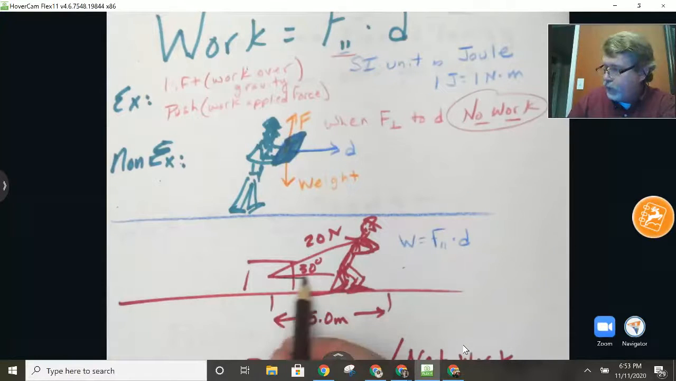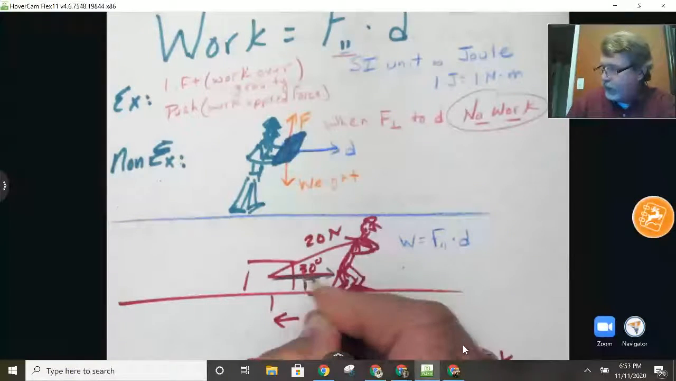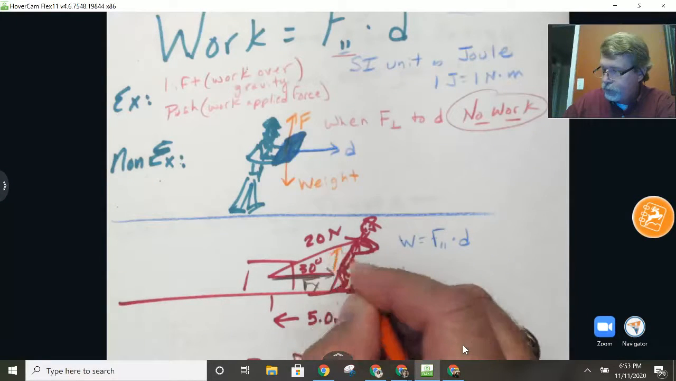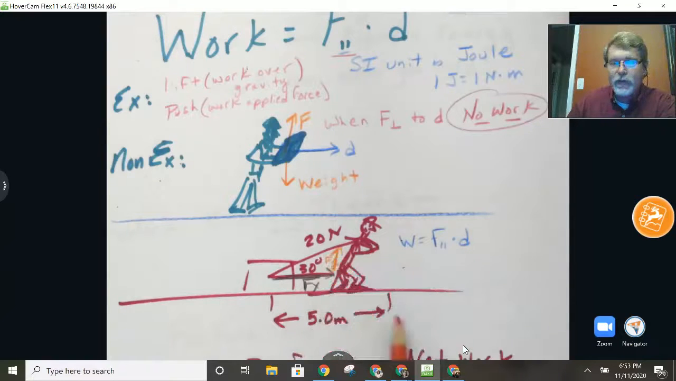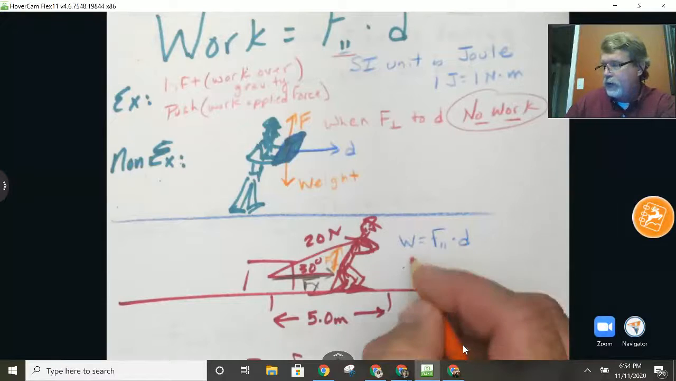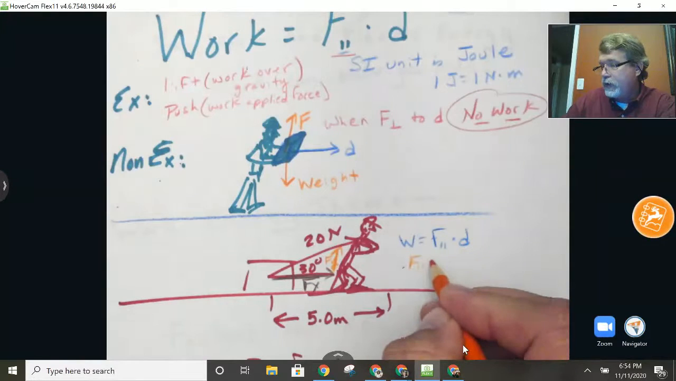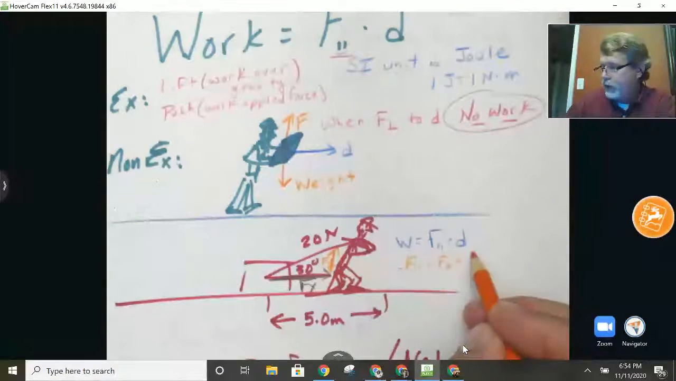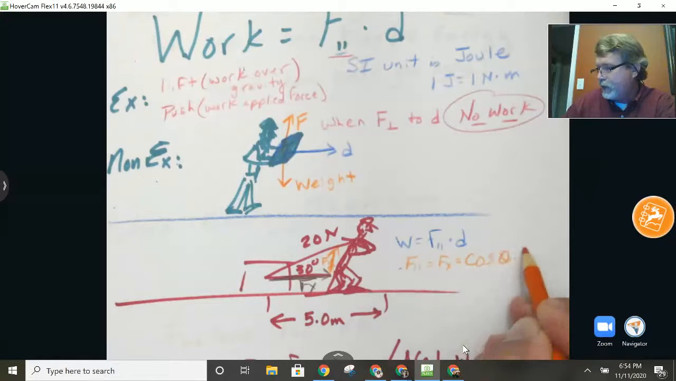So we can come right here and we can break this into our components, right? We find the F of X force, and then going up, we have our F of Y force, okay? So now we have the applied force of 20 Newtons, the F of Y force, and the F of X force, the components of the 20 Newton force. So which one of those is parallel to the displacement? Well, in this case, the force parallel to the displacement is the force X. And how do we get the X component? We get the cosine theta times the force.